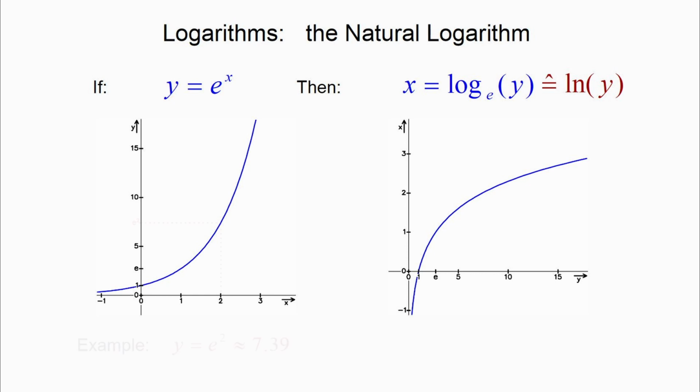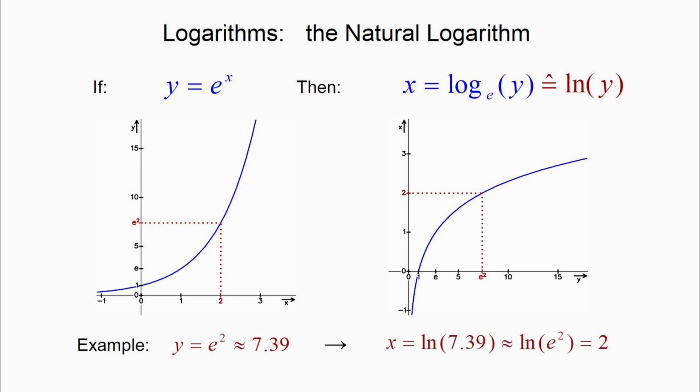One more connected numerical example. Since e squared equals about 7.39, the ln of 7.39 yields approximately 2. Now the relation between e to the x and any other exponential is examined.